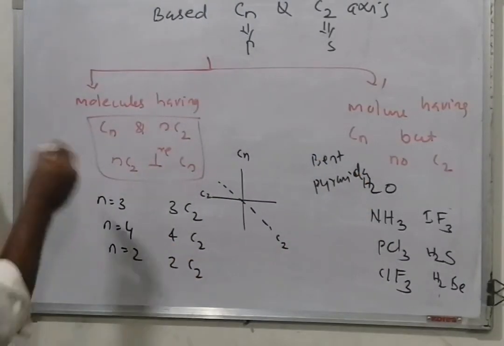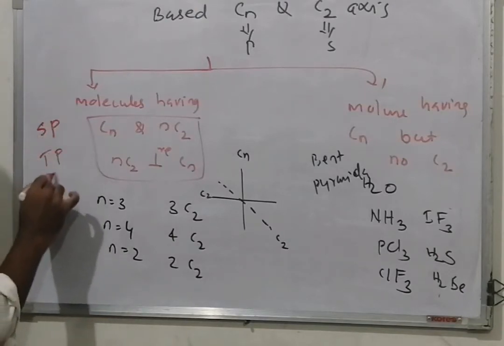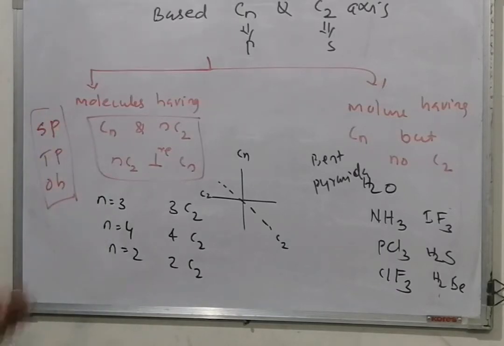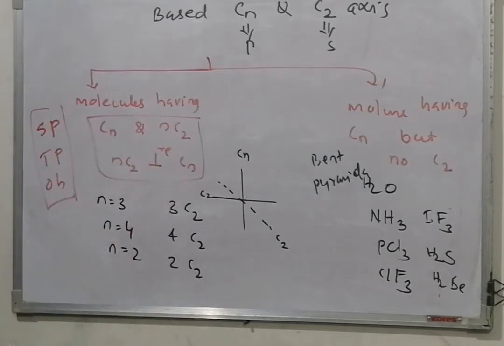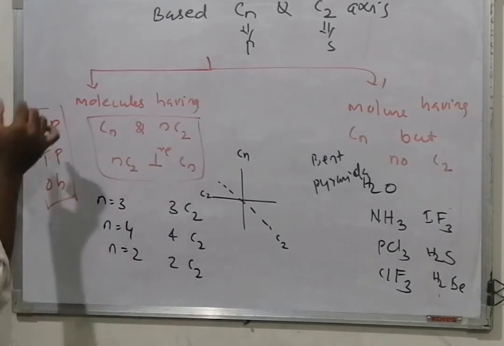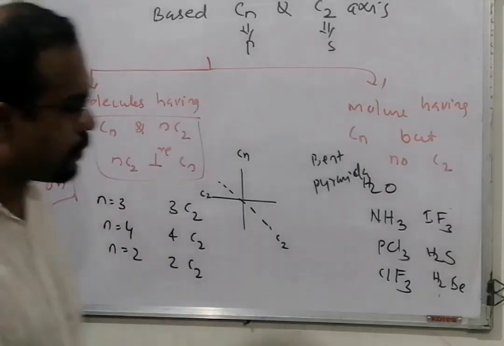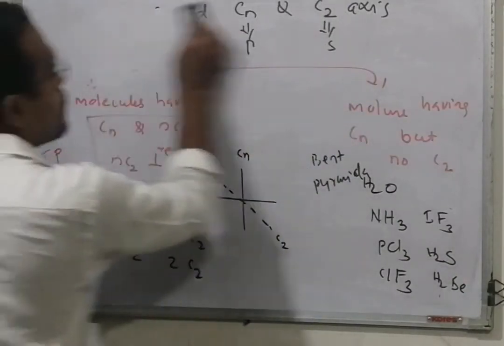Here you have square planar shapes, trigonal planar shape, octahedral shapes. Yes, they have Cn and nC2. That is molecule having square planar, trigonal planar, octahedral. They have Cn and nC2. We can check some examples.